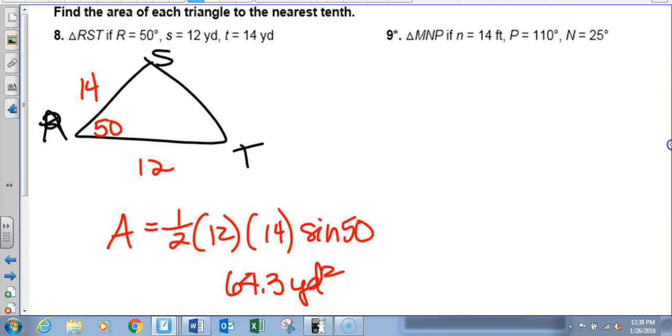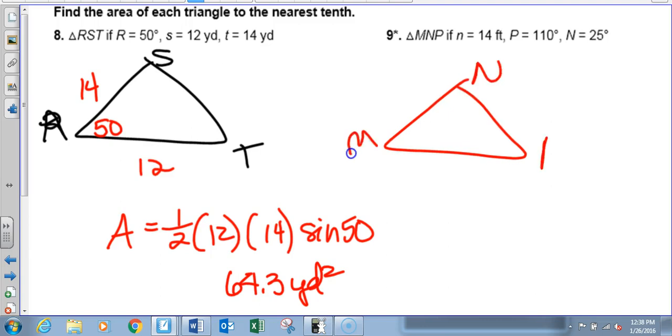All right, this one has a star by it though, because can I use this formula right now? No, but can I find this missing angle and then use law of sines? This is a 45-degree angle because it has to make 180. And then I need to find one more side.